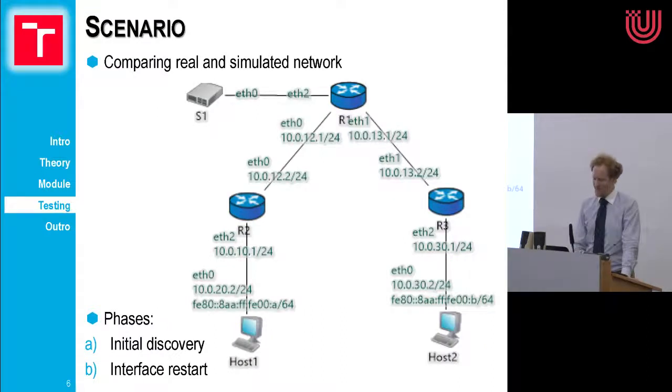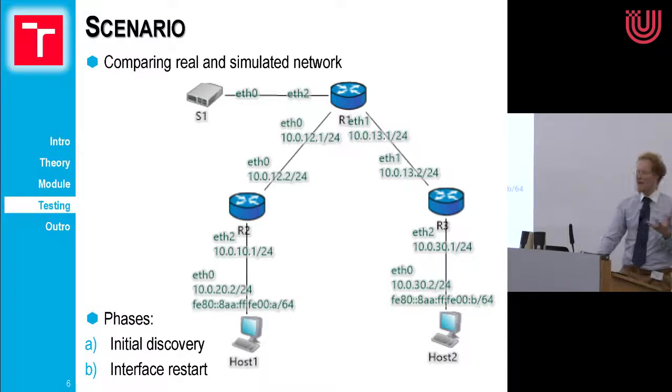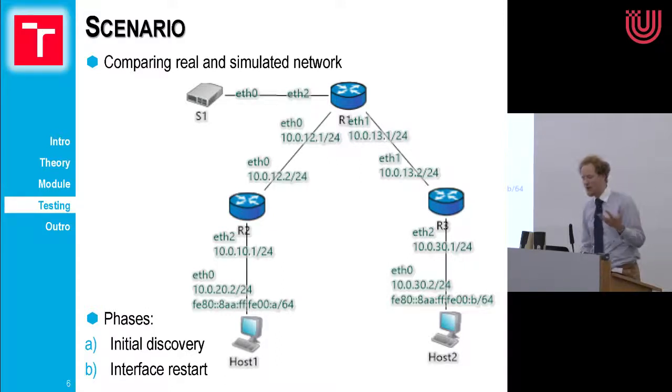How have we tested it? Basically, in the usual way: we build a simulation topology in OMNeT++, and we also create the same topology using real hardware. In our case, it was real Cisco routers and switches. The routers were running Cisco IOS version 15, same as the switch.